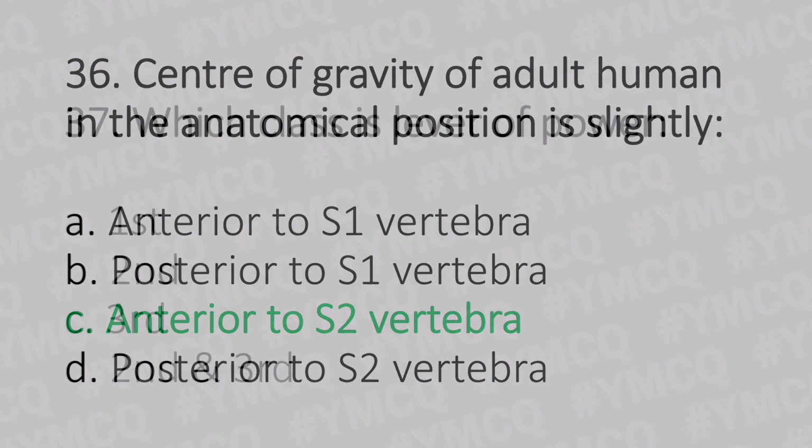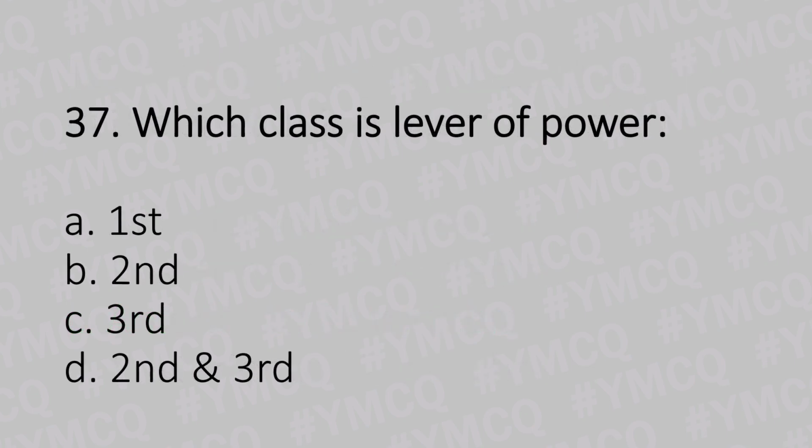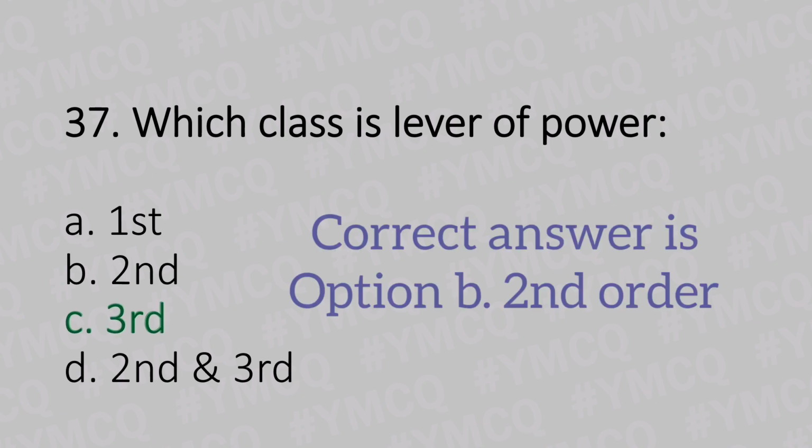Moving to our 37th question, which class is the lever of power? Option A, first order lever. Option B, second order lever. Option C, third order lever. Option D, second and the third order lever. And the answer is option C, third order lever.